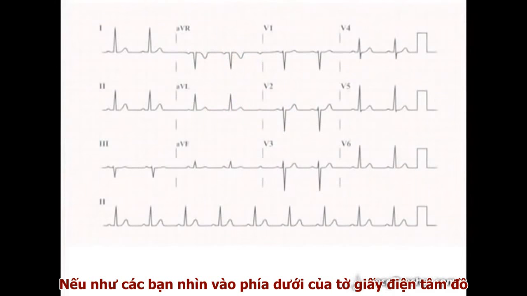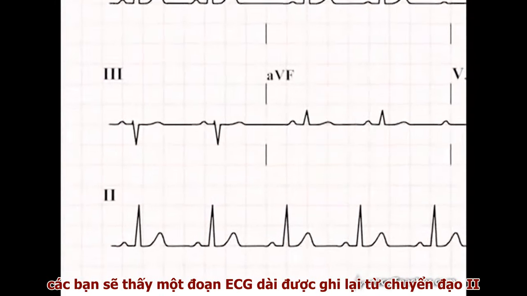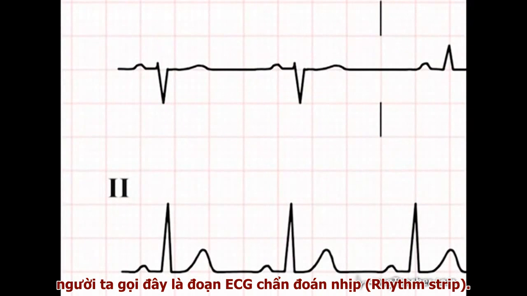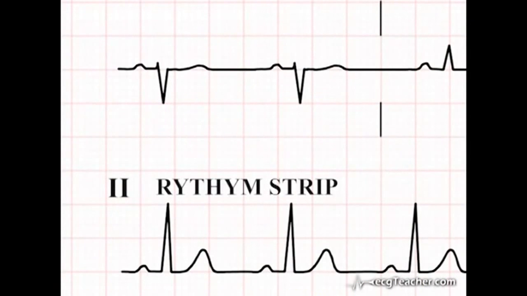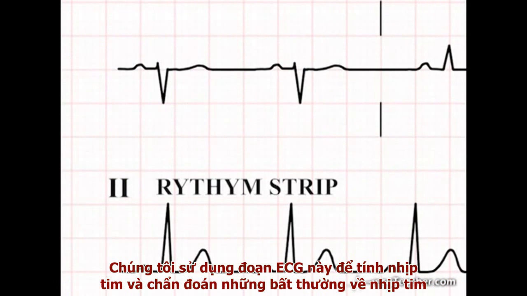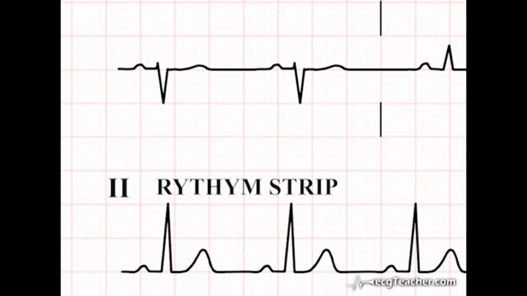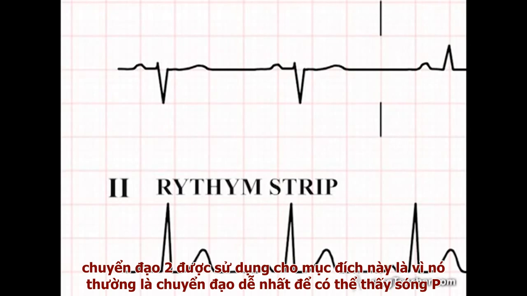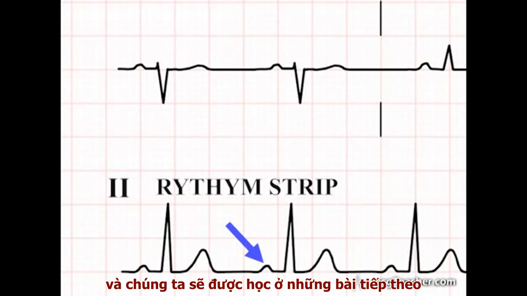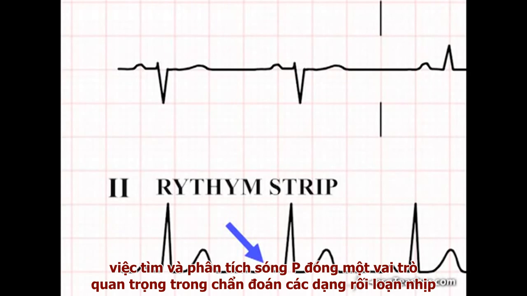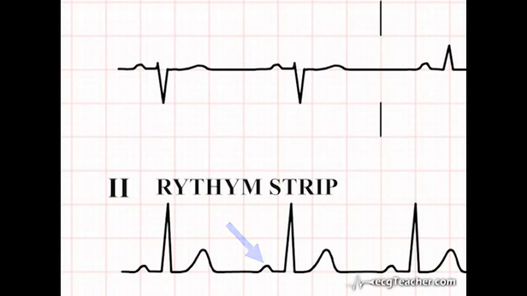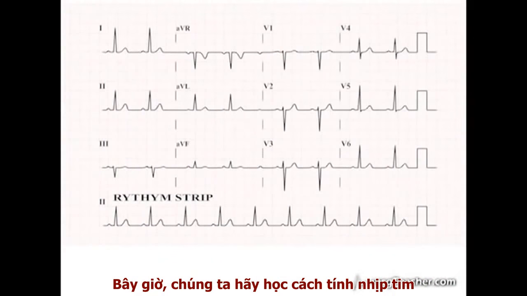If you look at the bottom of the ECG readout, you will see a long run of recording from lead 2. This is called the rhythm strip. We use the rhythm strip to calculate the heart rate and to diagnose abnormal cardiac rhythms. Lead 2 is used as the rhythm strip as it is usually the easiest lead in which to see P waves, and, as we'll see in subsequent sections, identification and analysis of P waves plays a key role in the diagnosis of rhythm disturbances on the ECG. For now, let's deal with the calculation of heart rate.